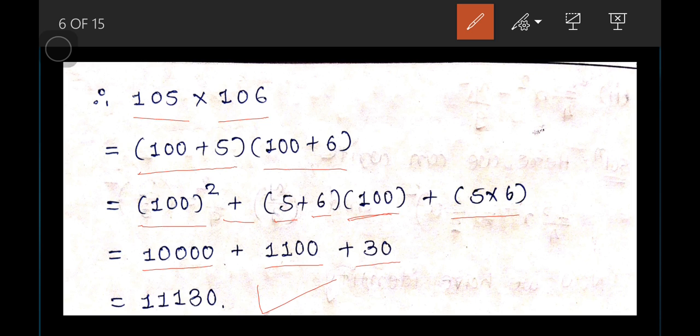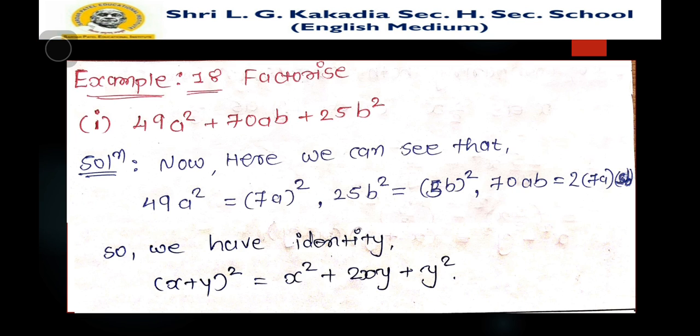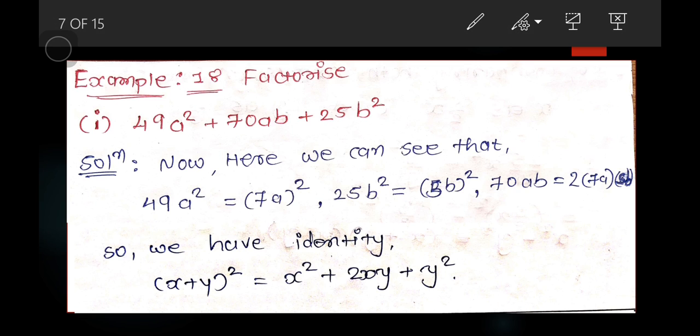So by using identities you can find such types of products without directly multiplying. Now let us understand example number 18. Here, in example number 18, the task is to factorize. Some polynomials are given and we want to factorize them.